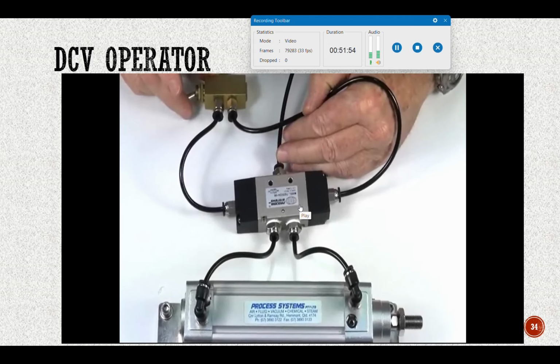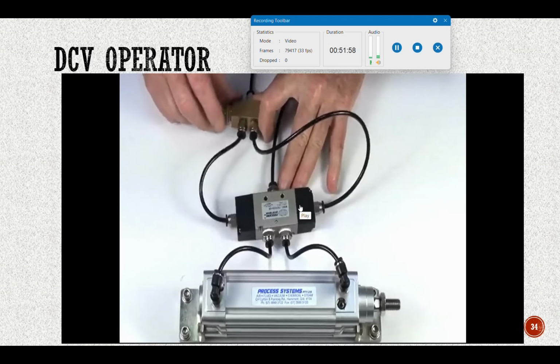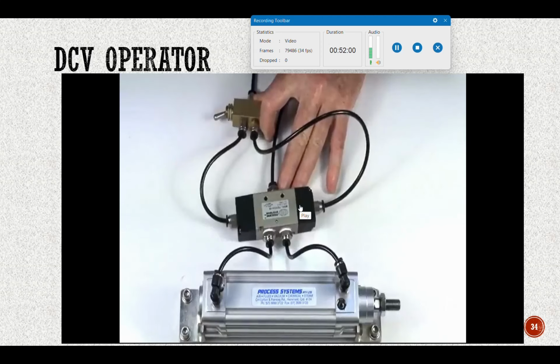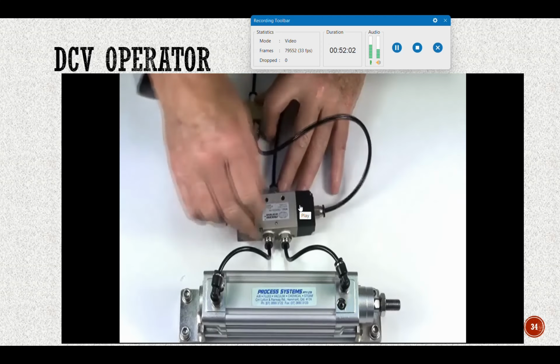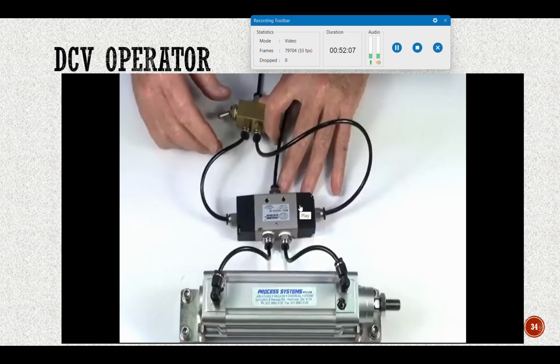Demonstrating the assembly, here's a little 5/2 valve to operate this. See, the valve is controlled by air, and that's switching this 5/2. You can leave it in one direction and operate the other way.